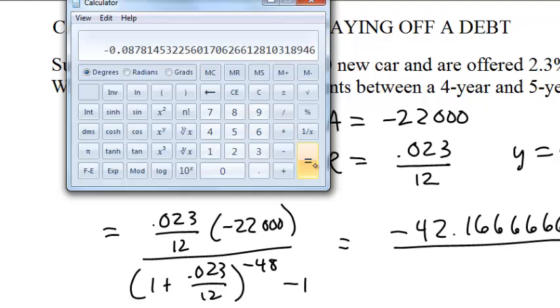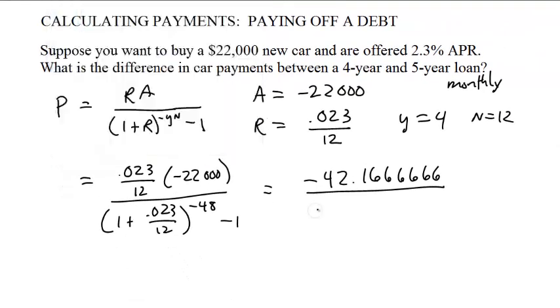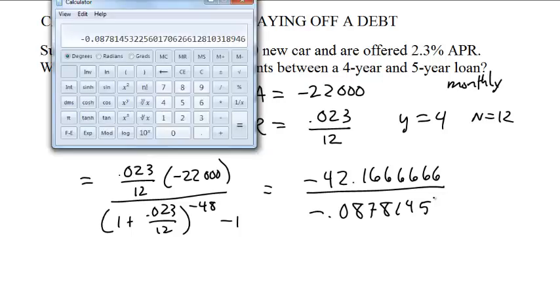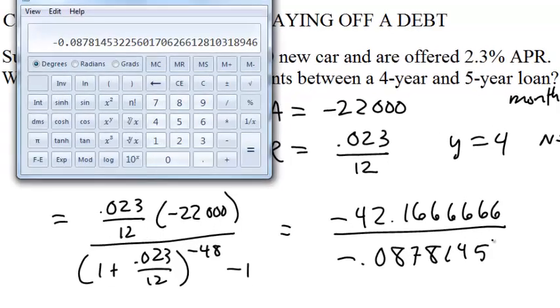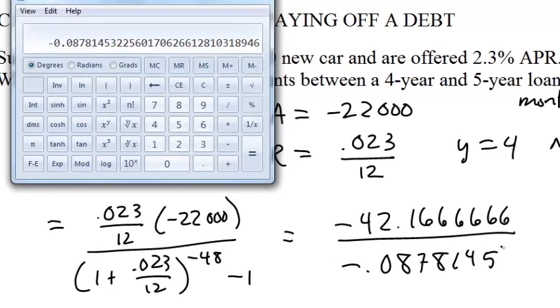And we get negative 0.0878145. Was that right? That was right. Okay. And so now, here's a trick that I love. I love on my calculator the 1 over x button. I want that number to be in the bottom. If I push that 1 over x button, it becomes the denominator.